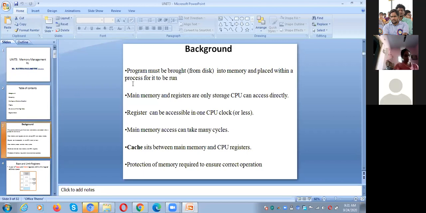Now observe the slide. A program must be brought into main memory and placed within a process for it to be run. That means whatever process we want to execute needs to be in main memory. Whenever we want to execute an instruction of a particular process, we need to access the address space allocated to that process. For example, P1 was assigned some memory allocation.